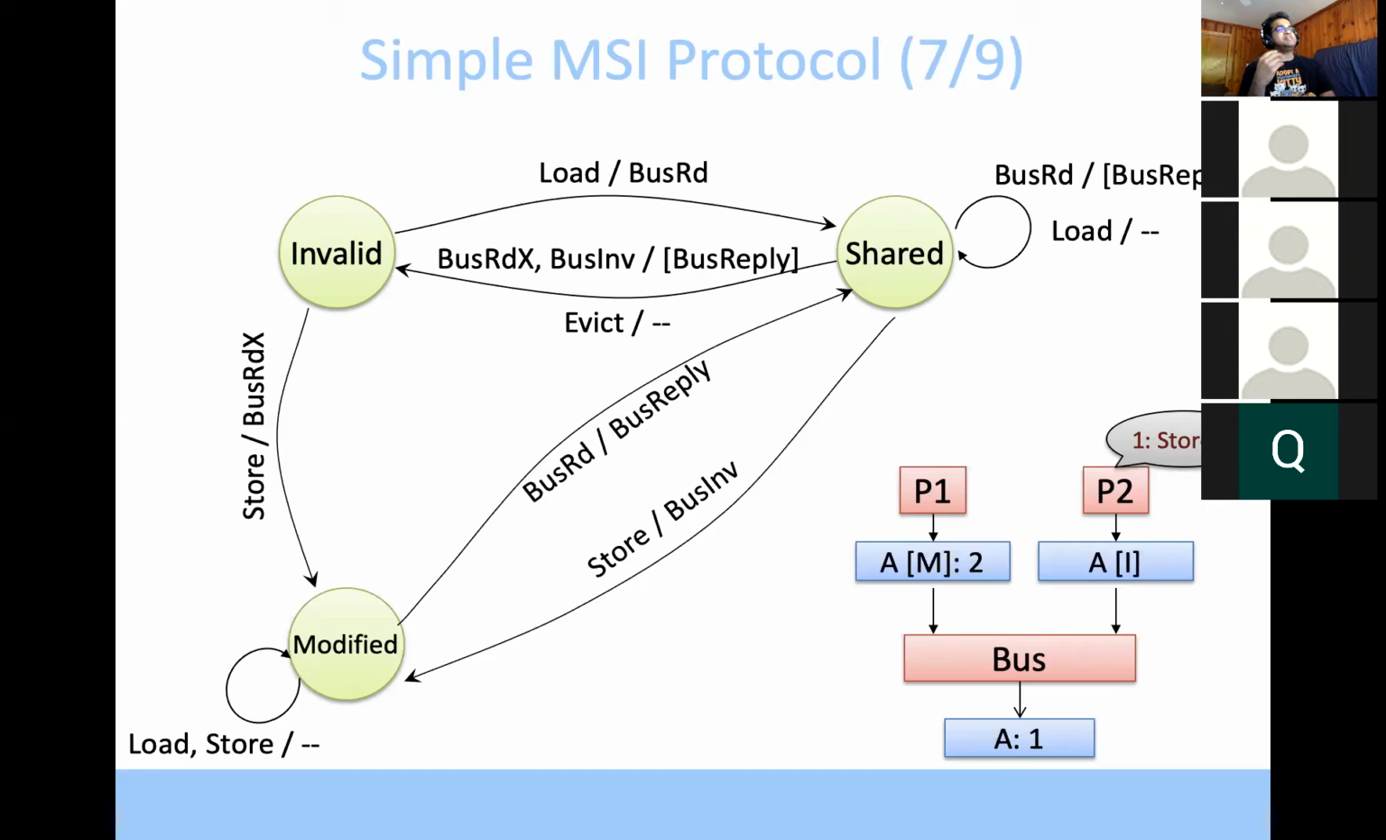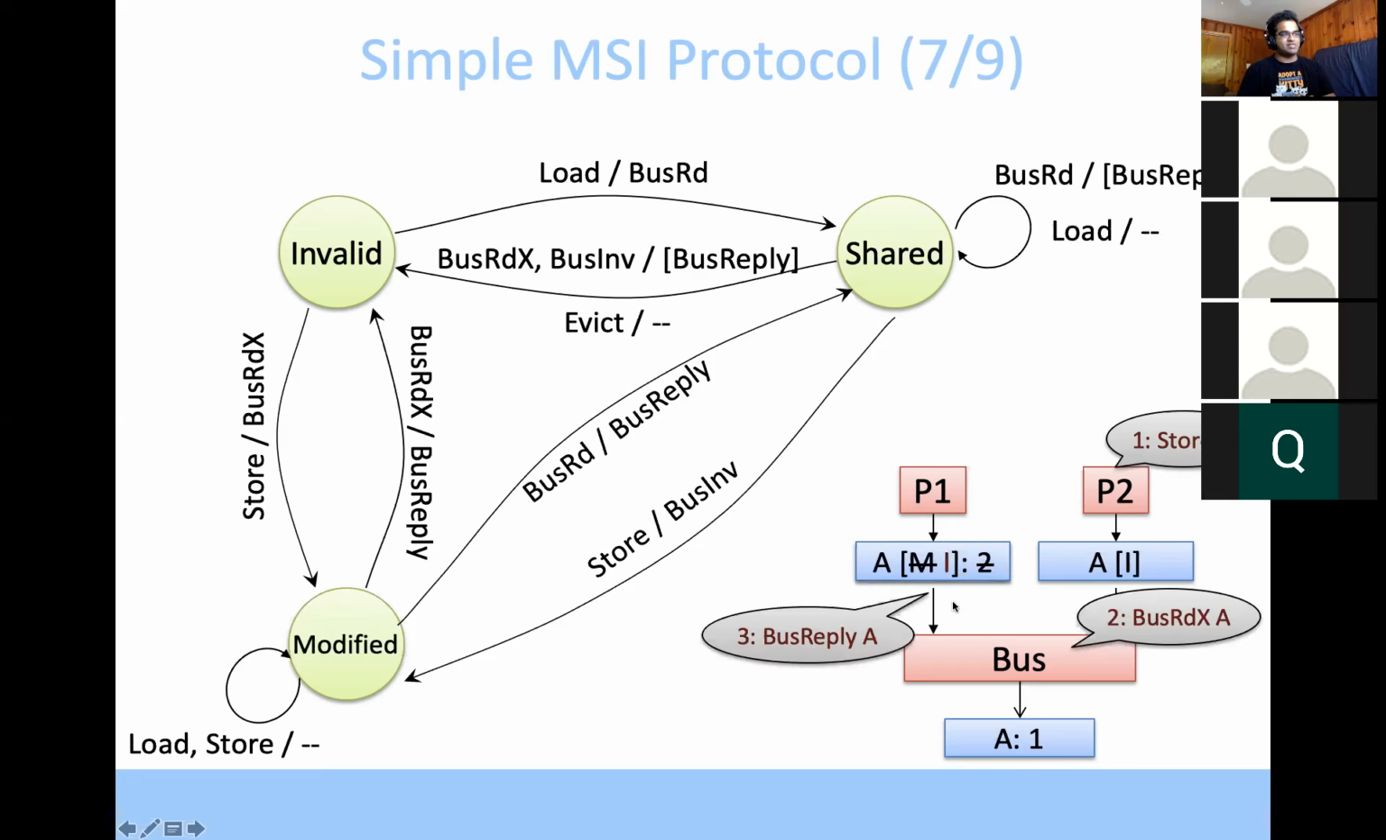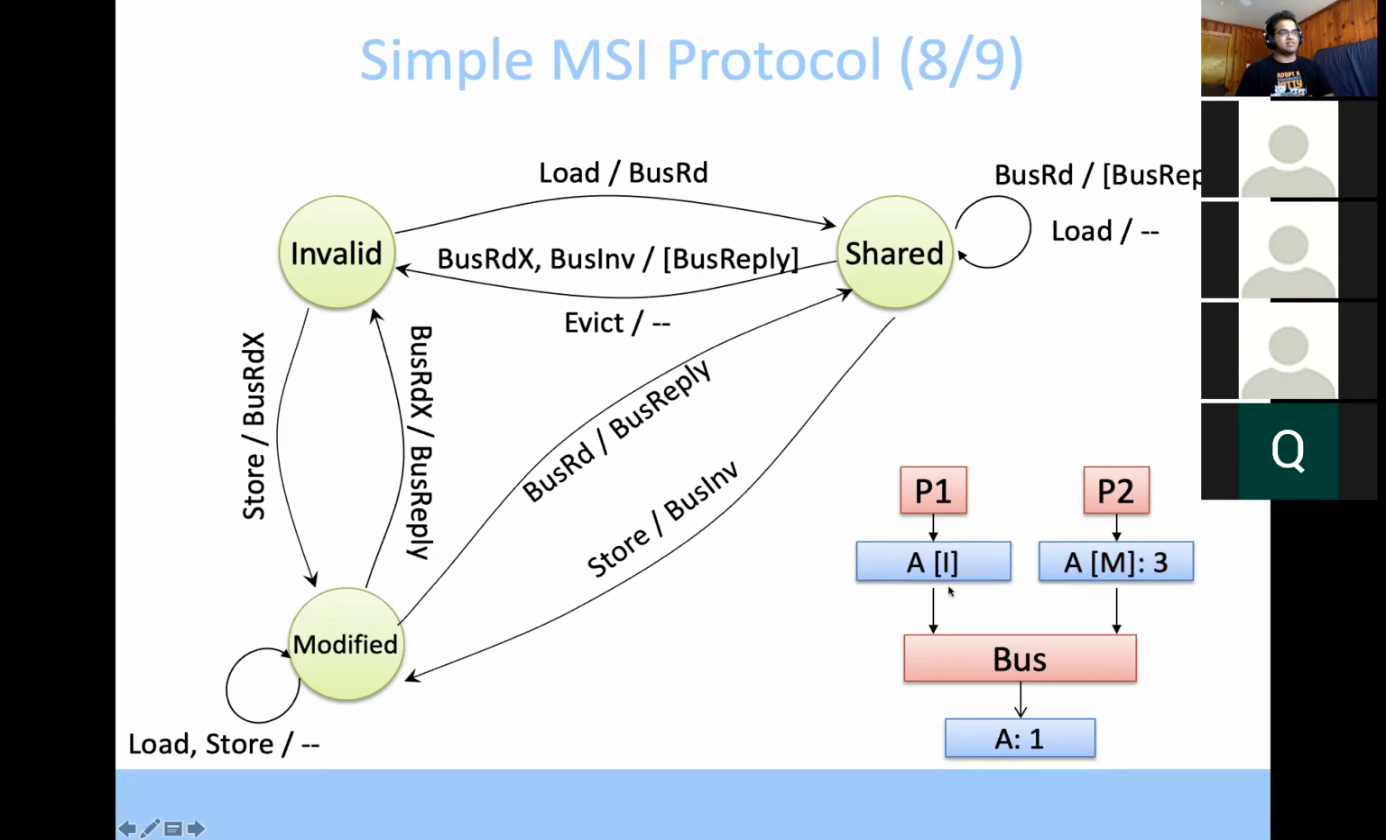Now, let us do a store on processor 2. Somebody else has a modified state, and you're invalid, and you do a store. So you're here, you're invalid, and processor 1's here. You do an exclusive read. The other processor has a modified value, it sees that bus read exclusive, and it has to reply. So it does reply, it transitions to invalid, and it broadcasts its value of A, which then goes to this processor, which has transitioned to modified, and it does its own value.